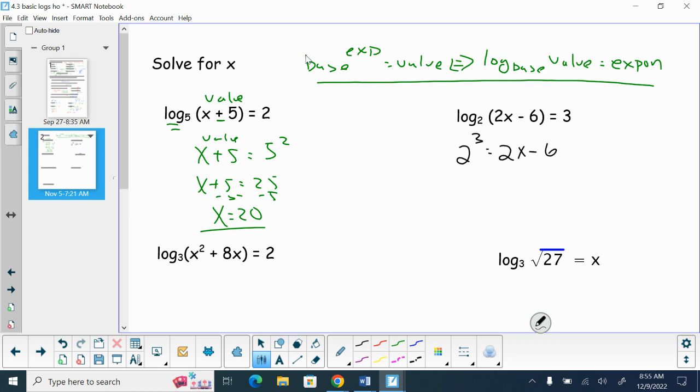Typically, what I deal with, I look at, here's my base, here's my exponent. So I always put that first, because I go base, exponent is equal to a value. So we have 2 to the third is equal to 2x minus 6. Janae, what do you get for x?